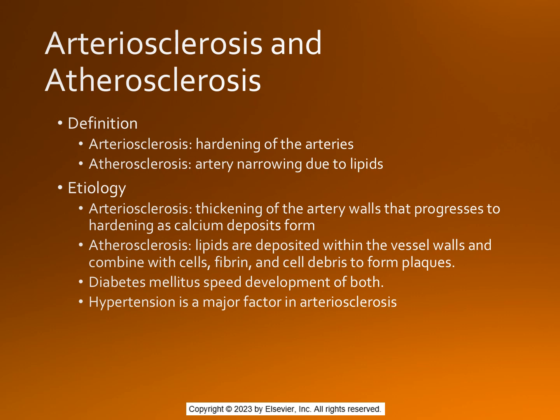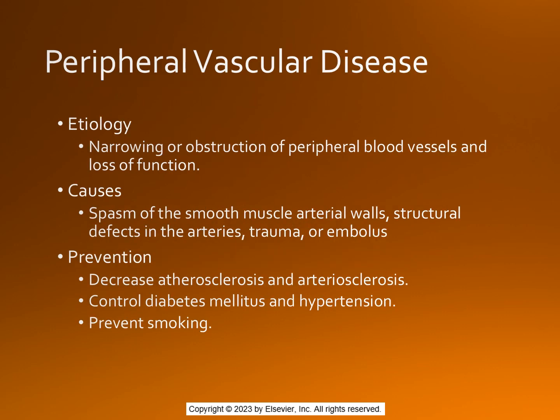Atherosclerosis is another form of artery narrowing. Lipids are deposited within the vessel walls and combine with cells, fibrin, and cell debris to form plaque. The plaque will grow and extend into the lumen of the artery, where inflammation or erosion can cause the plaque to be exposed to the blood. This will trigger clotting and subsequent blocking of the vessel by the clot. Diabetes mellitus, particularly when uncontrolled, will speed up the development of arteriosclerosis and atherosclerosis. Hypertension is a major factor in arteriosclerosis.